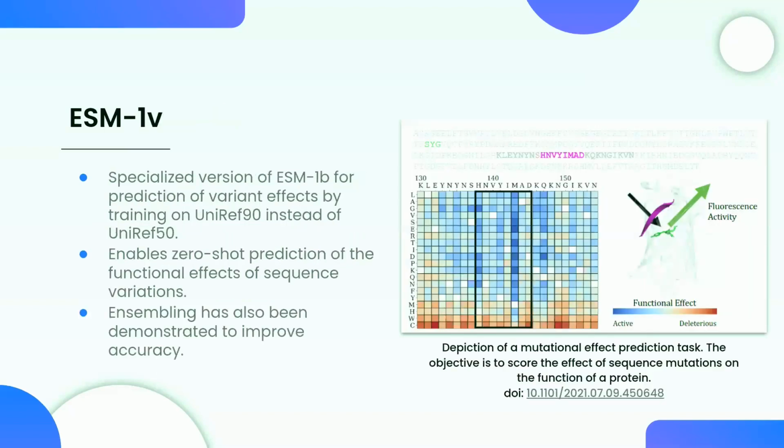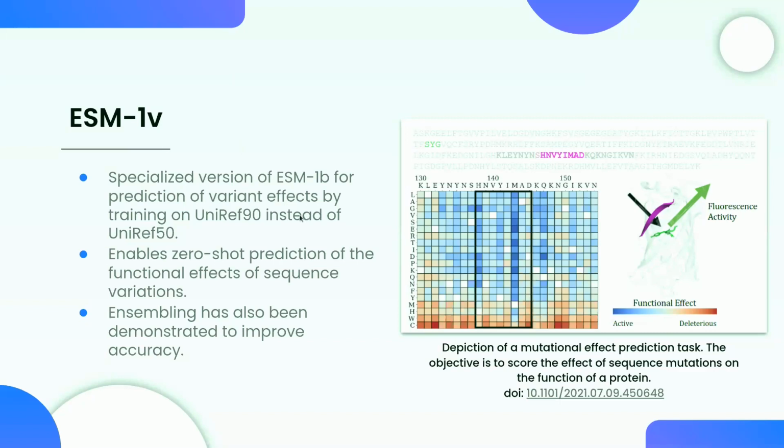Next up is ESM1V. So ESM1V is just a specialized version of 1B, and it's pretty good at predicting variant effects. The major difference was that it was trained on UniRef90 instead of UniRef50. So it allows you to do zero-shot prediction for functional effects of sequence variations. And it's not bad at all, honestly. I've played around with this model, and it's quite good. And it's definitely better when you pair it with ESM MSA.